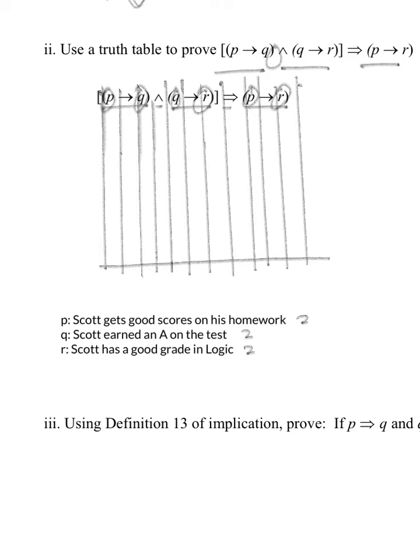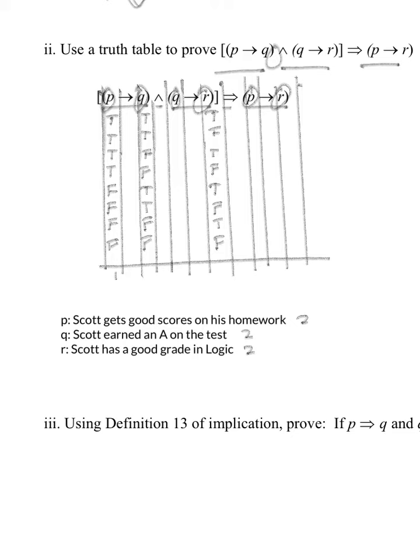So we've drawn this out a few times in class. For P, it's going to be true, true, true, true, false, false, false, false. That's the first thing we're doing. And Q is going to be true, true, false, false, true, true, false, false. And R is going to be true, false, true, false, true, false, true, false.